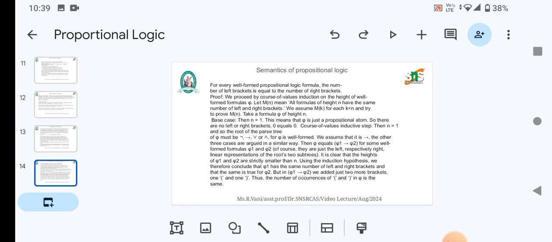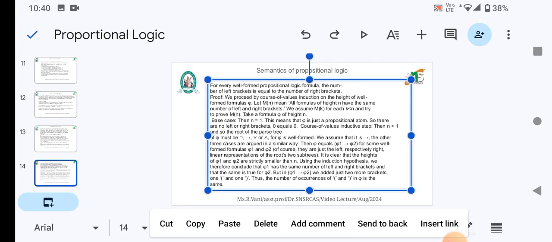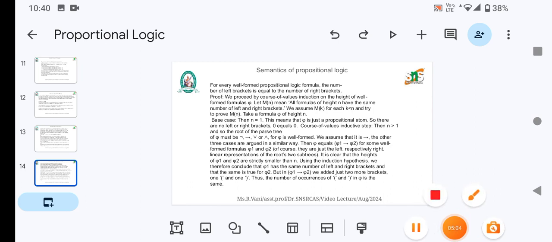But in phi 1 implies phi 2, we added just two more brackets, one left and one right. It implies that when we combine them, both counts are the same. Both the results are same. These are the semantics of propositional logic.